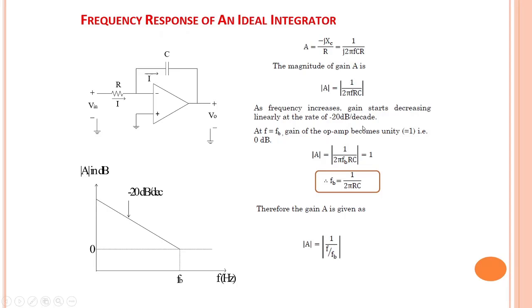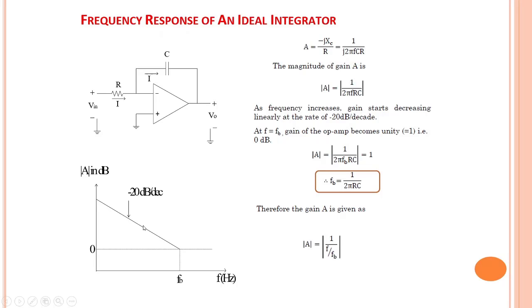From this equation, if we plot gain in dB versus frequency, we'll get very easily that this plot will be falling at the rate of 20 dB per decade, and the frequency at which gain will become 0 dB, meaning the magnitude of gain will become equal to 1, is denoted by fb. We'll get that frequency as 1 upon 2 pi RC. So the gain in terms of that frequency fb will be given by mod of A equals 1 upon f divided by fb.